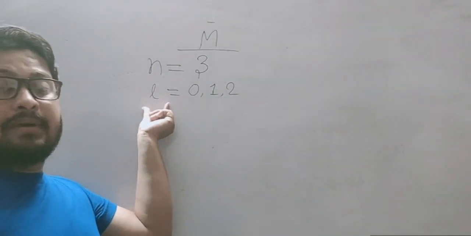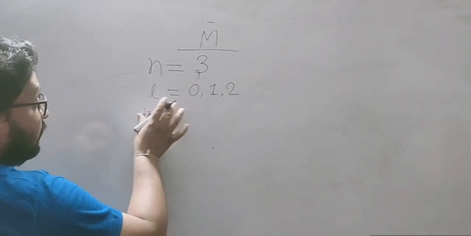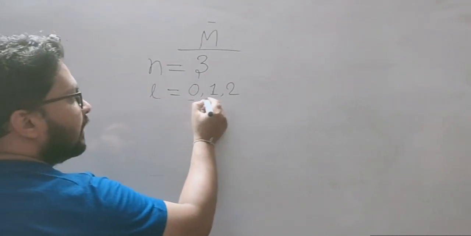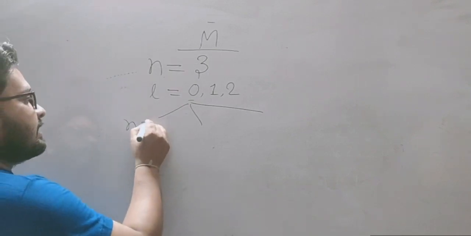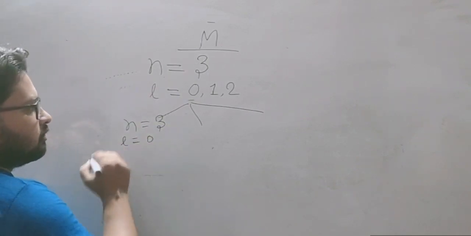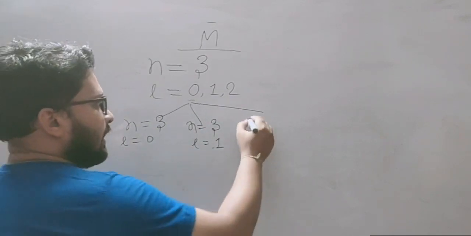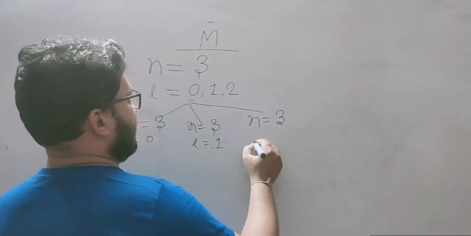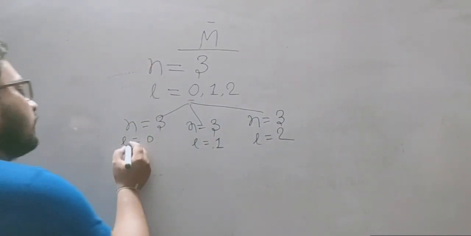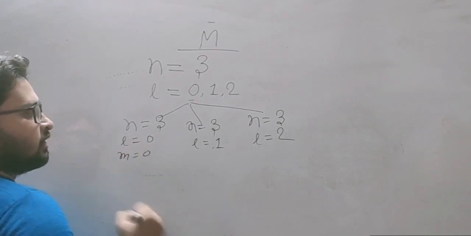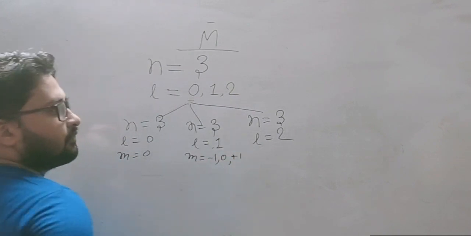If the value of n is equal to 3, then for m you can divide into 3 groups. For n is equal to 3, l is equal to 0; for n is equal to 3, l is equal to 1; for n is equal to 3, l is equal to 2. For l is 0, m is 0. For l is 1, m is minus 1, 0, plus 1.